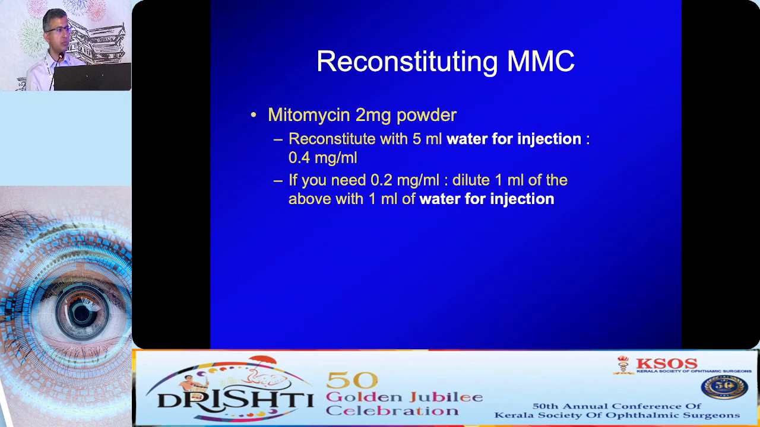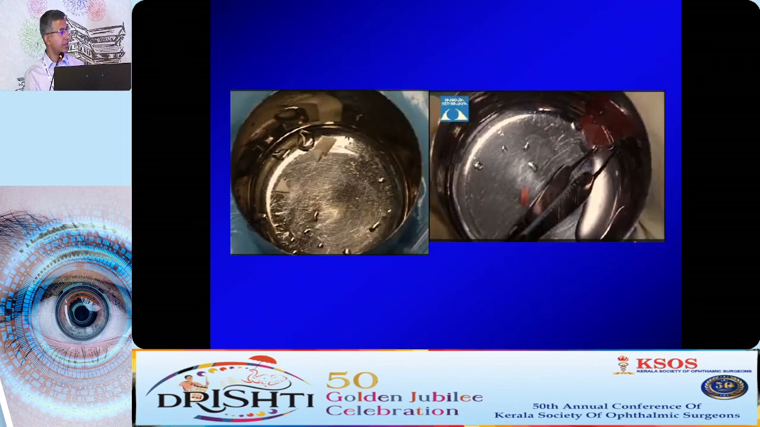If you need 0.2, you take 1 ml of this, dilute it with 1 ml of water for injection, and use that. So the dilution is very important. Whenever you have a new theater nurse, you need to actually train them. It makes sense to leave this written up in your OT so that there's no confusion. And then you put it in a little bowl like that.